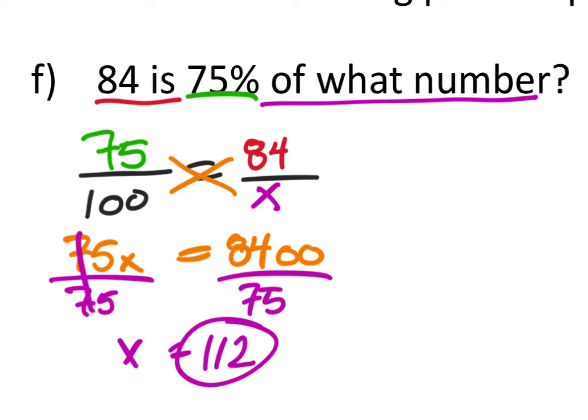And again, we could check this, right? 84 divided by 112 equals 0.75, which is 75%. Boom.